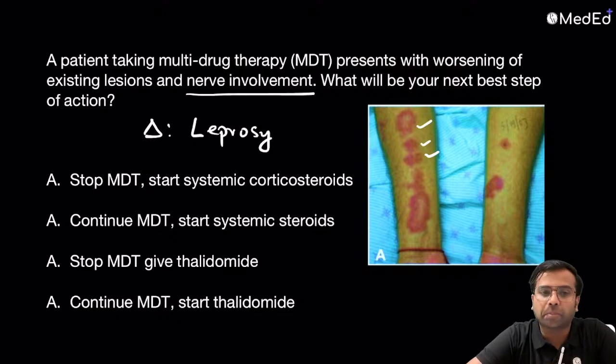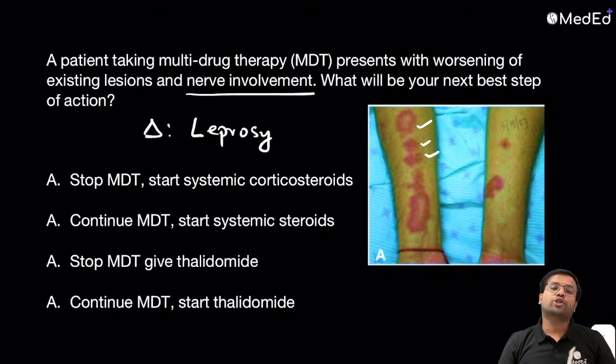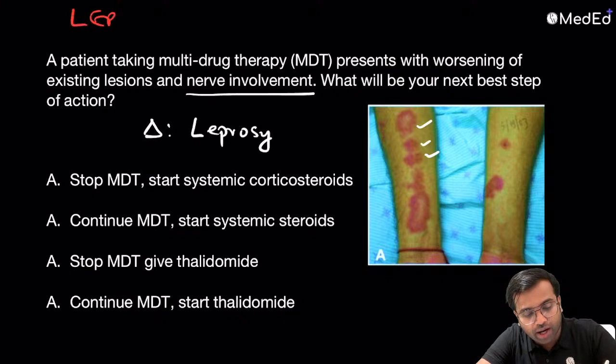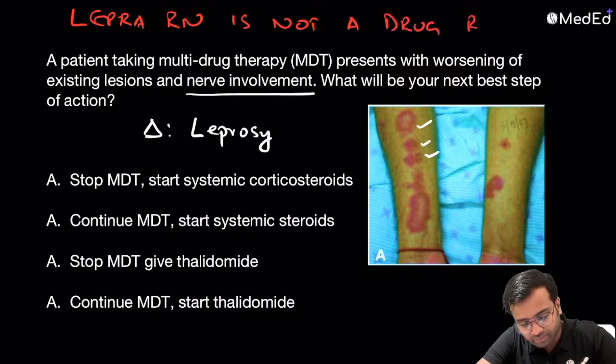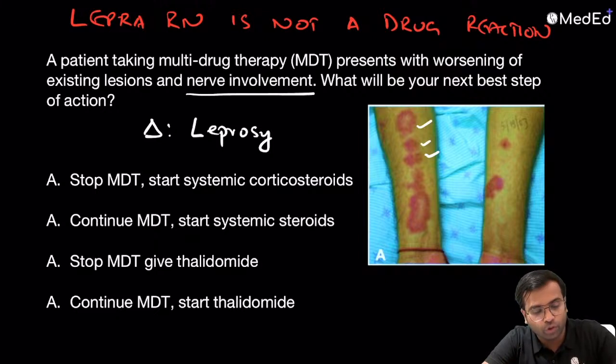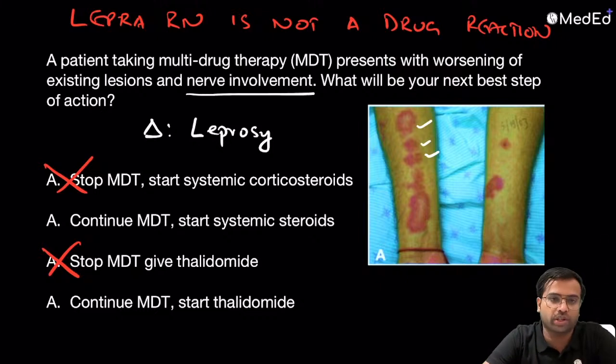Should we stop multi-drug therapy and start systemic steroids? Or continue multi-drug therapy and start systemic steroids? Or stop multi-drug therapy and give thalidomide, or continue multi-drug therapy and start thalidomide? What I will always try to remember is one very important sentence: lepra reaction is not a drug reaction. If lepra reaction is not a drug reaction, what you will not do is stop MDT. So you have easily ruled out two of the options. Now you will continue multi-drug therapy because it is not a drug reaction, correct?